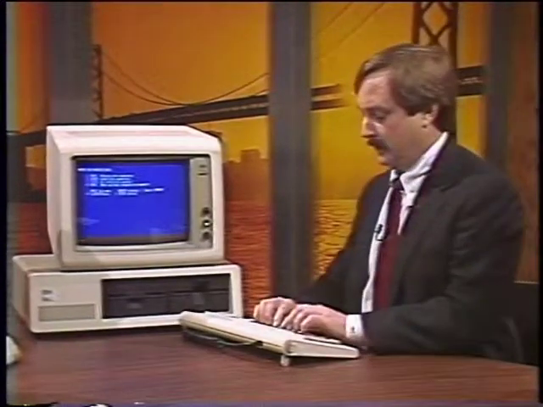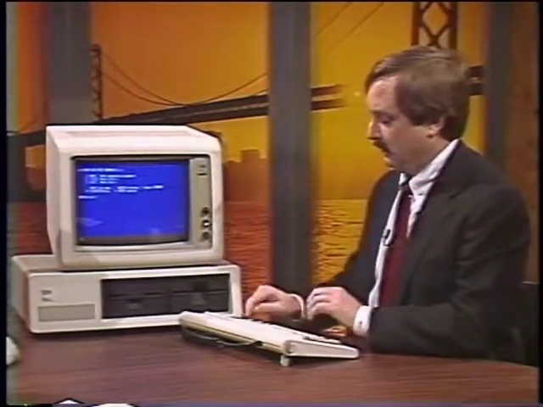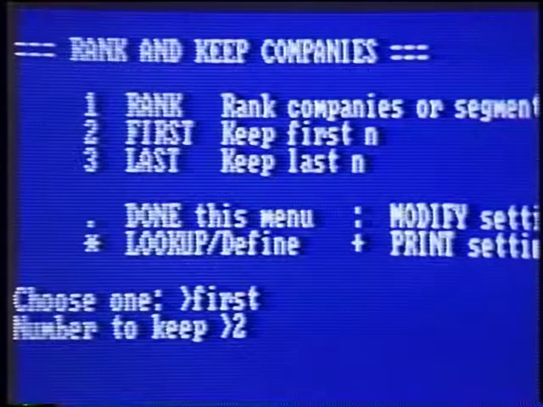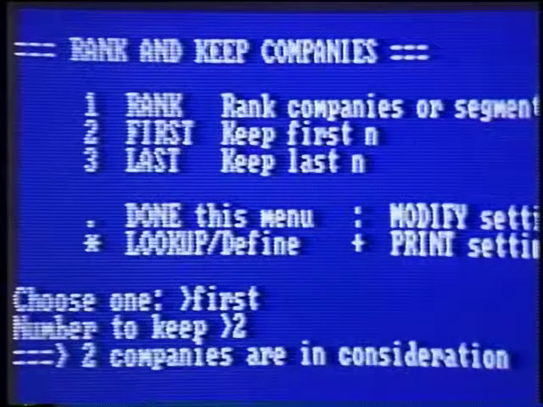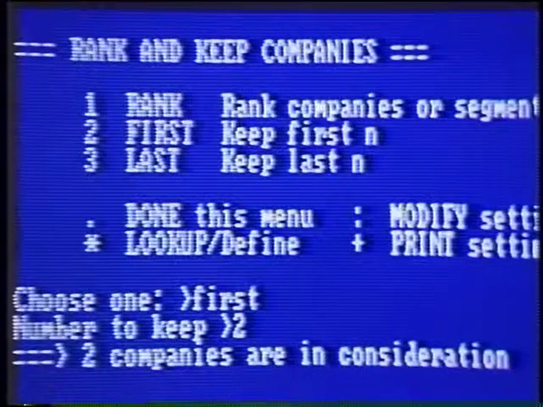Or I can keep it, if I didn't want to see all of those, I could do it by attribute again, which is to just rank them and keep the... Okay, could we get to see a graphic comparison of the top 2 ranking companies? You'd like the number to keep is 2? You ask, we respond. No problem. All right. 2 companies are in consideration.